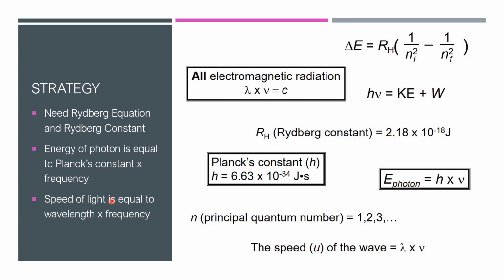And then finally, we need to understand that the speed of light is equal to lambda, the wavelength, times the frequency. This is true for all electromagnetic radiation, and the speed of light is a constant. It's 3.0 times 10 to the 8 meters per second. So we're going to use this equation, and this equation in order to figure out a problem.